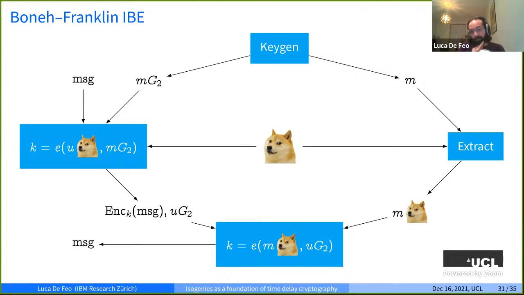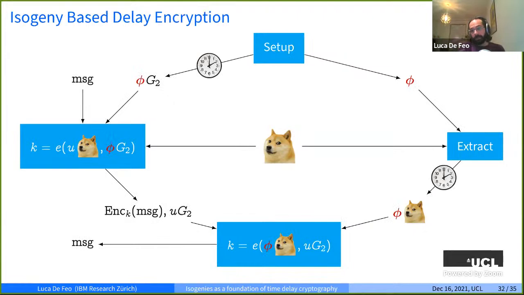And now our goal to get to delay encryption is just to make extraction slow. So how are we going to do this? It's pretty straightforward. You remember that we had this pairing equation where, instead of putting scalars, we could put isogenies in. And you remember that isogenies can be used as delay functions. We're just going to replace one of the scalars by an isogeny. And you can guess which one we want to replace. It is going to be the scalar m, the master secret, so that extraction becomes applying the isogeny phi to the identity.